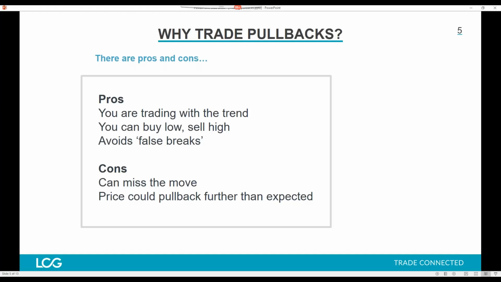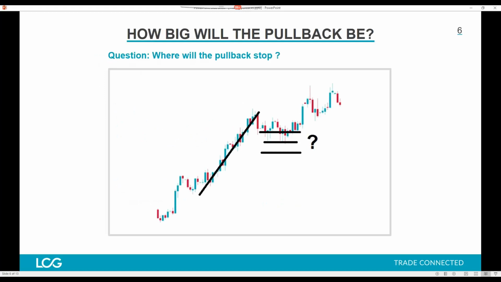Now, the downside is that, unlike with the breakout where you're buying at the high as the market's moving higher, and if it continues you're into the trade, if you're waiting for the pullback, it may never happen. Or it pulls back not quite as far as you think, or it pulls back further than you think, and maybe you get stopped out, or at least you have a period of stress. So this is one of the key questions here.